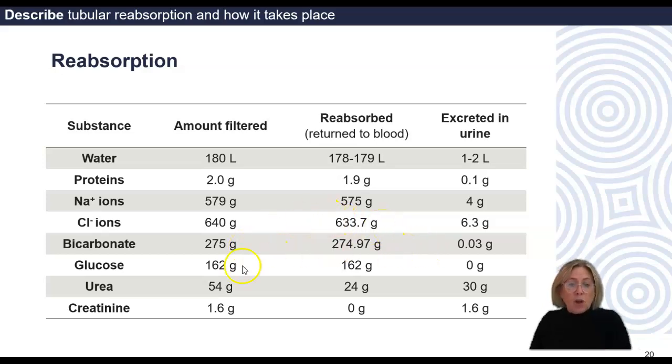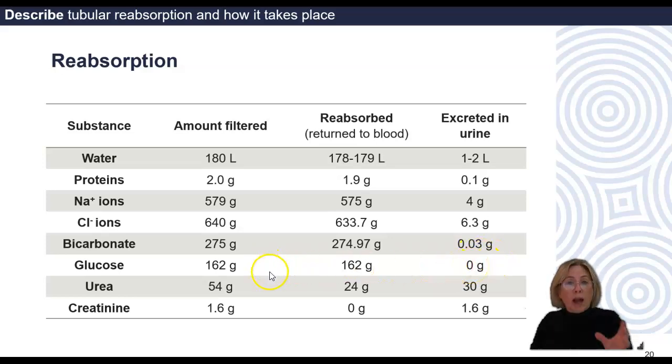Bicarbonate's the same. Glucose, now if you have normal glycemic control and therefore normal blood glucose levels, when we eat, our blood glucose levels spike, and then under the influence of insulin, that glucose is removed into the liver or into skeletal muscle cells or into adipocytes. So under normal conditions, all of the glucose that's filtered into the proximal convoluted tubule should get reabsorbed, and you shouldn't have any glucose in your urine.